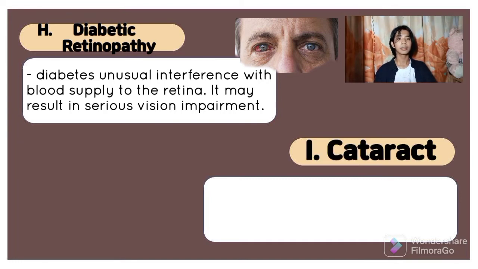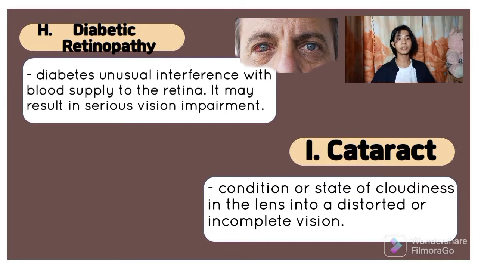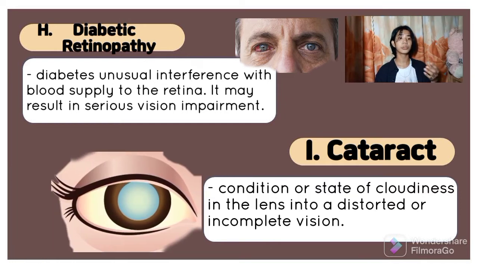Next is cataract. Cataract is a condition or state of cloudiness in the lens, leading to distorted or incomplete vision. In a simple context, people who have this visual impairment are like seeing through a frosty or foggy surrounding. You can easily identify if you have cataracts through those symptoms.